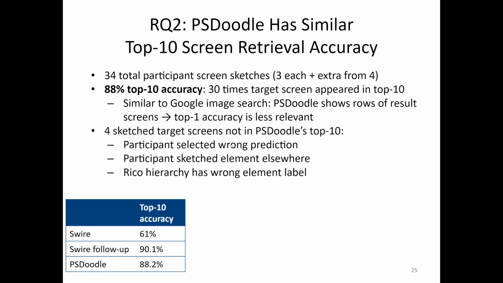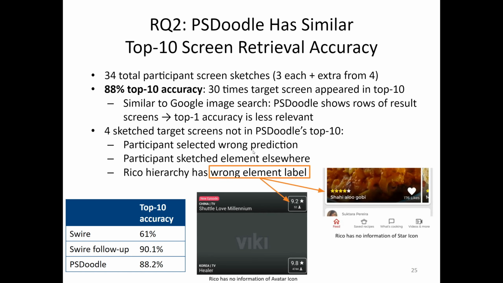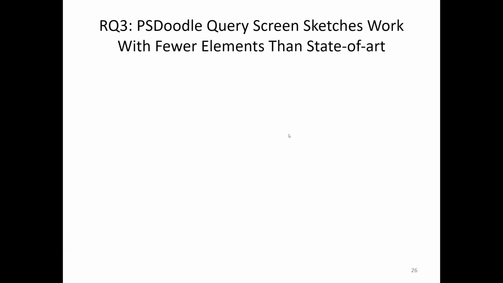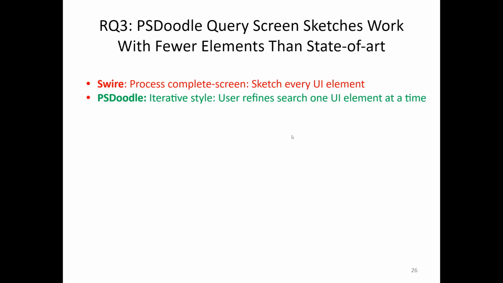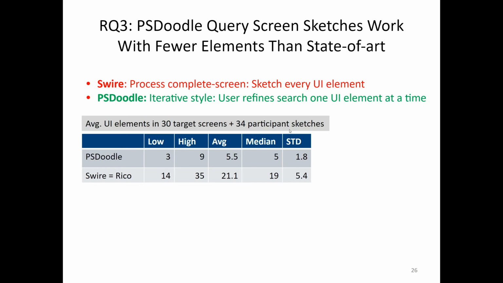Among the 4 sketched screens that did not appear in the top 10, it was due to wrong element-level representation in the labeling, and sometimes due to human error. We also want to see the top 10 performance of PSDoodle, as PSDoodle uses an interactive style while SWARE processes the complete screen. From these 34 participant sketches, the average number of icons is 5.5, compared to SWARE's 21.1, which is significantly lower.